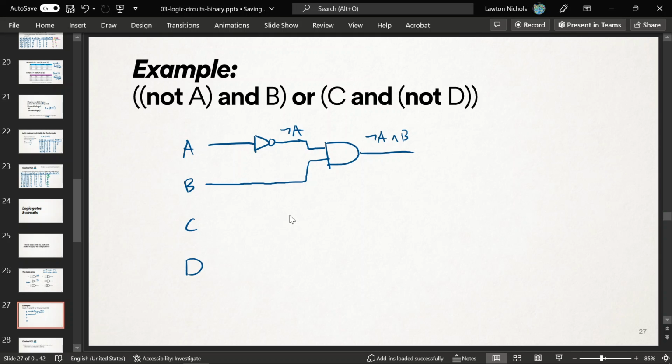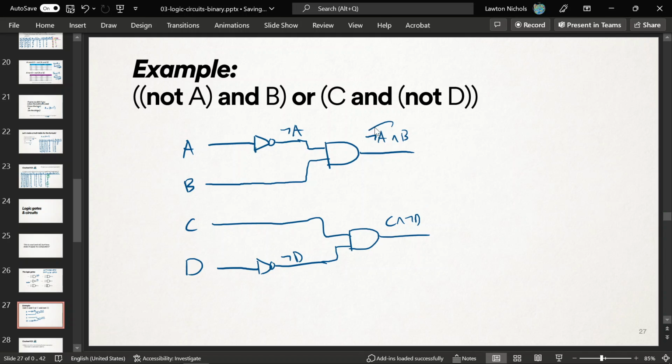Yeah. We're going to do that for all of these now. So we're going to take C and not D. So I need not D first. So let's negate that. So I have not D. And I need to AND it with C. So I'll bring these wires together with an AND gate. Let's try and draw that nice for you. And so now coming out of here is C and not D.